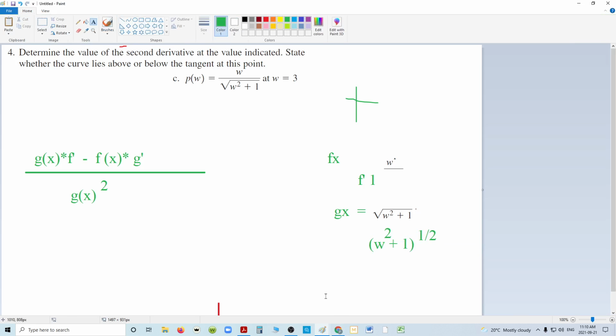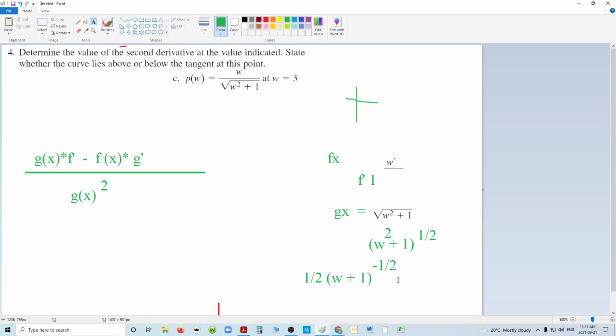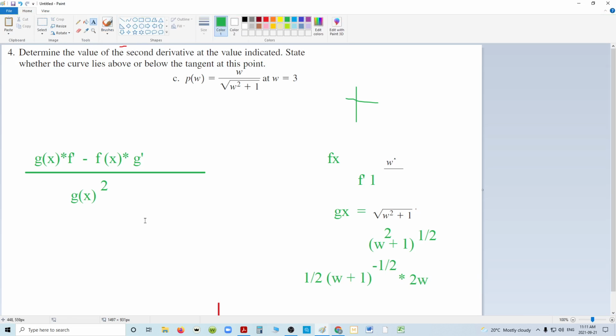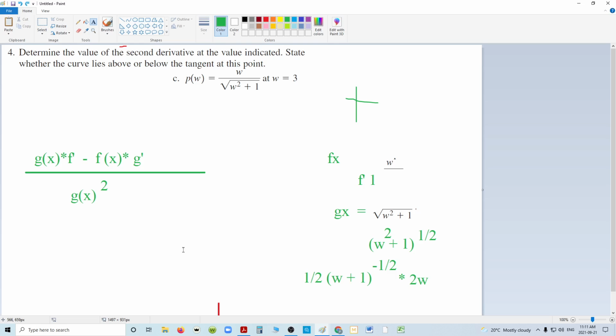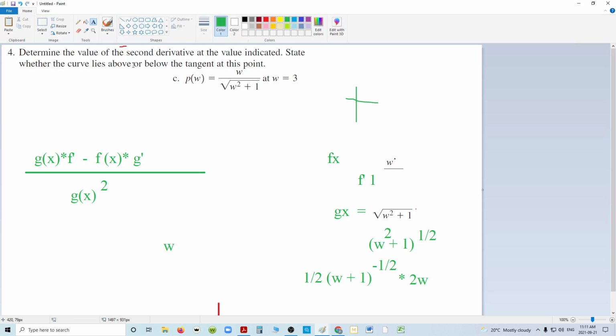To take the derivative of that, you have to use the chain rule. W squared plus 1, and you lower the exponent by 1, so it becomes minus a half. Then you multiply that by the derivative of what's inside, which is 2w. So as a numerator, I'm going to get 2w, and at the denominator, I'm also going to get a 2 times something, so the 2s will cancel out. So I'm going to get w at the top, and at the bottom, this.